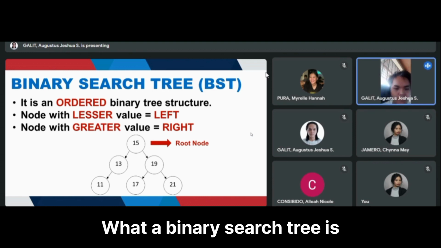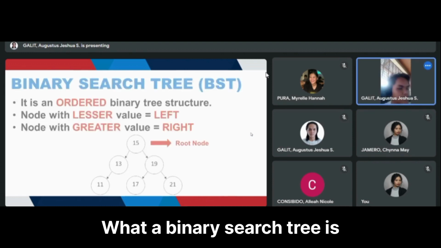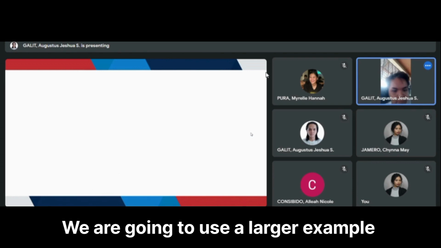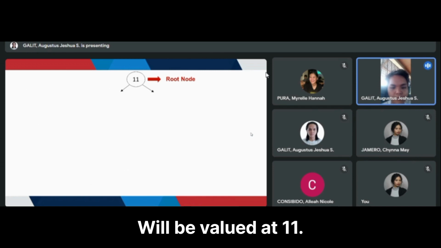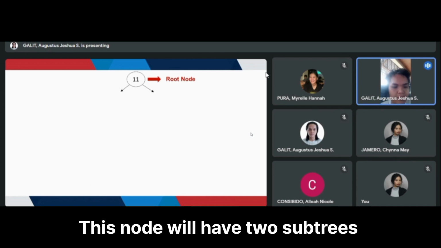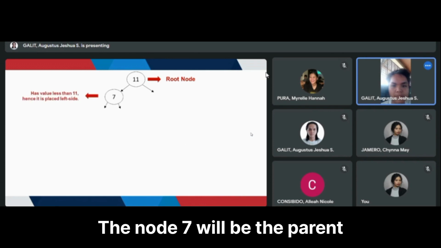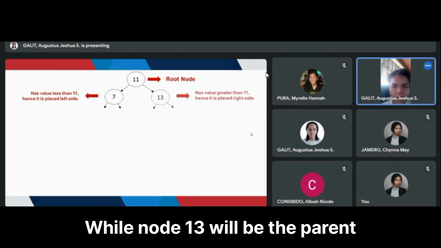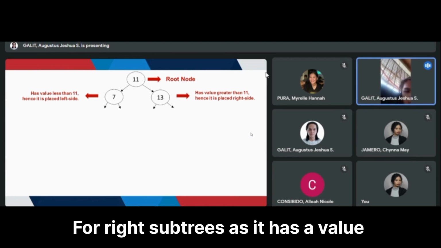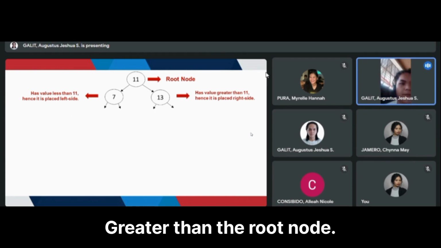To better understand what a binary search tree is, we are going to use a larger example. This time, our root node will be valued at 11. This node will have two subtrees. The node 7 will be the parent of the left subtree because it has a lesser value, while node 13 will be the parent of the right subtree as it has a value greater than the root node.